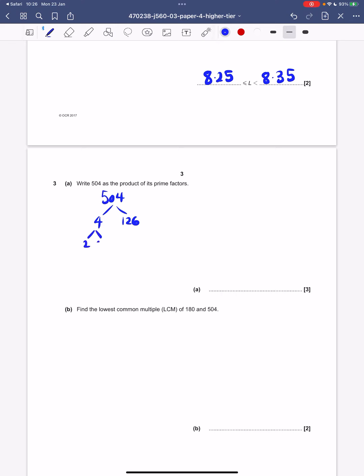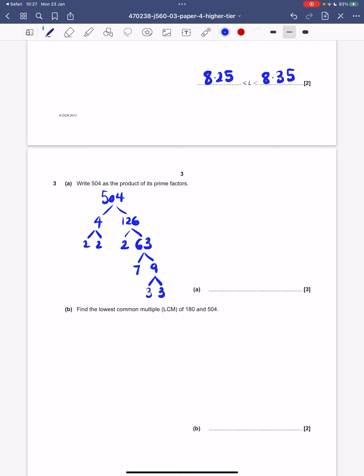Okay, so 4 is 2 times 2. 126, I can see that divides by 2, because it's an even number. I knew 504 divided by 4 because 500 divides by 4 and 100 divides by 4, and that extra 4 as well. But then 126 is even, so it's 2 times 63. You can do 126 divided by 2 on your calculator. And 63 is 7 times 9. 7 9s are 63. And 9 is 3 times 3.